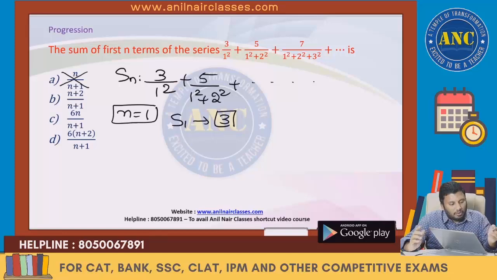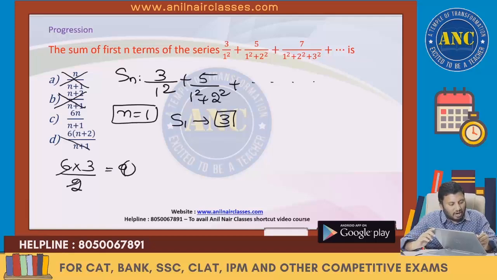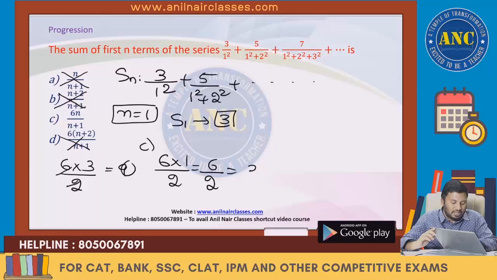This is 1 by 2, not possible. This is 3 by 2, not possible. This is nothing but 6 into 1 plus 2, 3. 1 plus 1, 2. 2 3s are 6, 3 3s are 9, not possible. Option C, 6 into 1 by 1 plus 1, 2, 6 by 2, which is nothing but 3. Option C is the right answer.